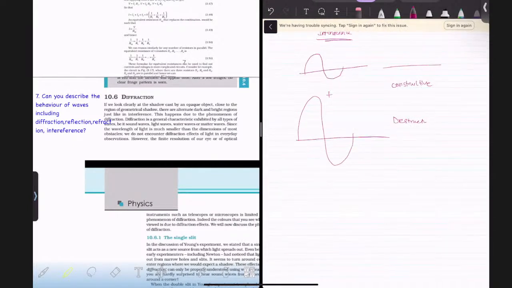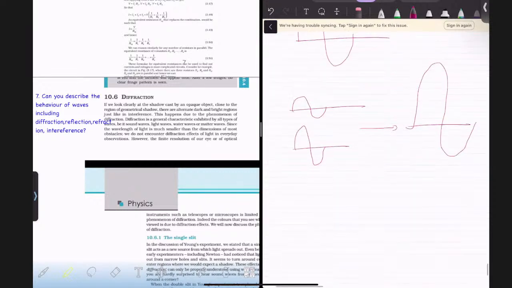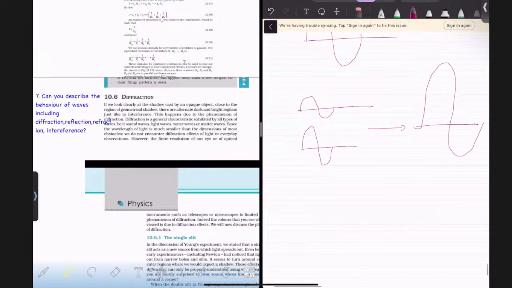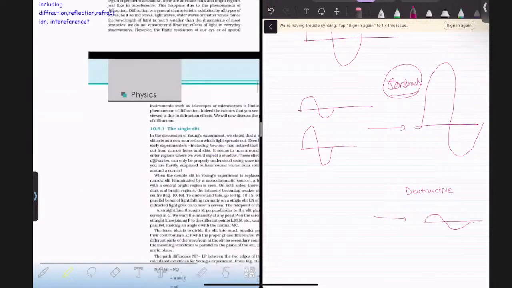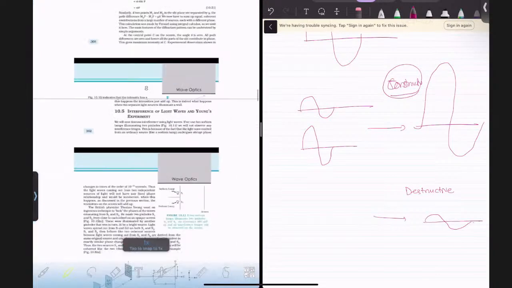Constructive मतलब क्या? Addition of the two light waves. ऐसे था और एक ये था. अगर ये कॉन्स्ट्रक्टिव वेव हुआ, तो दोनों को मिला के बड़ा वेव जनरेट होगा. ओके, डिस्ट्रक्टिव मतलब ये इससे माइनस हो जाएगा, you'll get a small wave. This is known as destructive interference. This is known as constructive interference. Okay, so this is all about interference, diffraction, reflection, and refraction. I only explained it very briefly, guys.